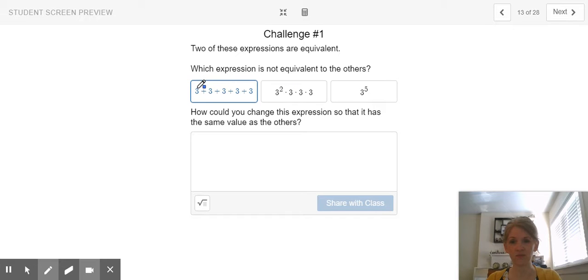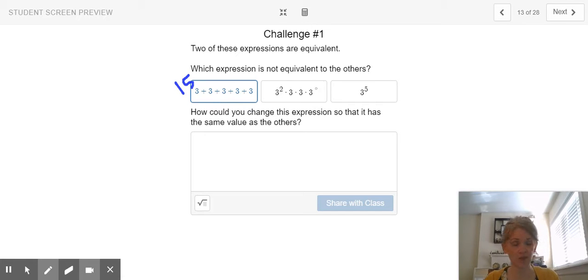So this would be 3 plus 3 plus 3 plus 3 plus 3. Let me add that up. 3, 6, 9, 12, 15. This would be 15. I could multiply this all out and see what I get. If I get 15, it'd be equivalent. I don't think I'm going to, though. So 3 times 3 is 9, times another 3 is 27. Gosh, I've already got more than 15. But I could keep multiplying.